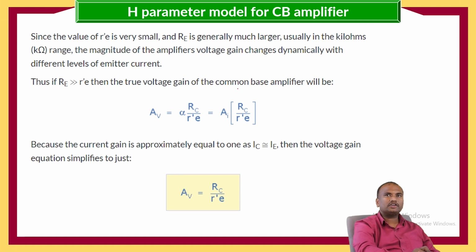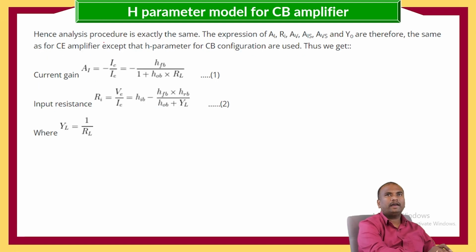So the true voltage gain of the common base amplifier will be AV is equal to alpha into RC by Re dash, that is equal to AI into RC by Re dash. Here, because the current gain is approximately equal, IC is equal to IE, the voltage gain equation simplifies to just AV is equal to RC by Re dash. Hence, the analysis procedure is exactly the same.